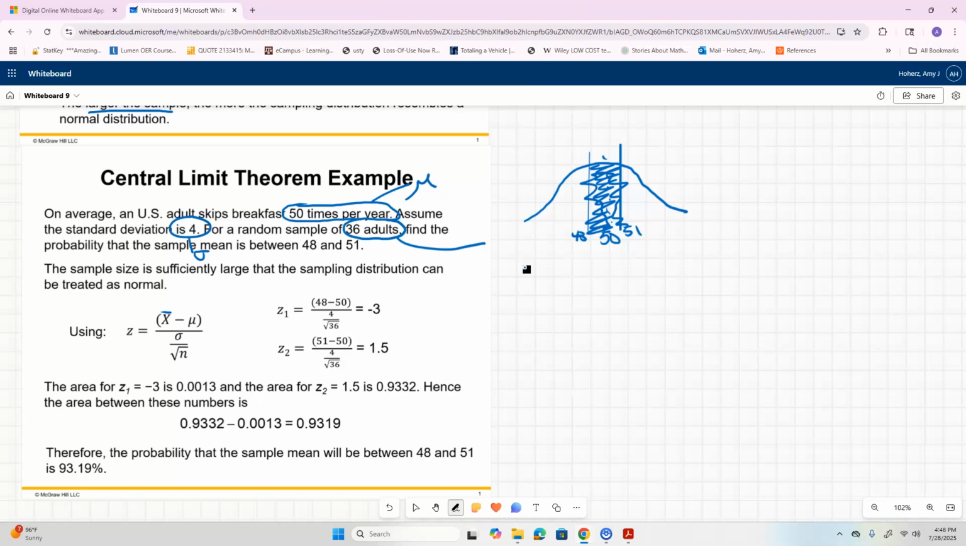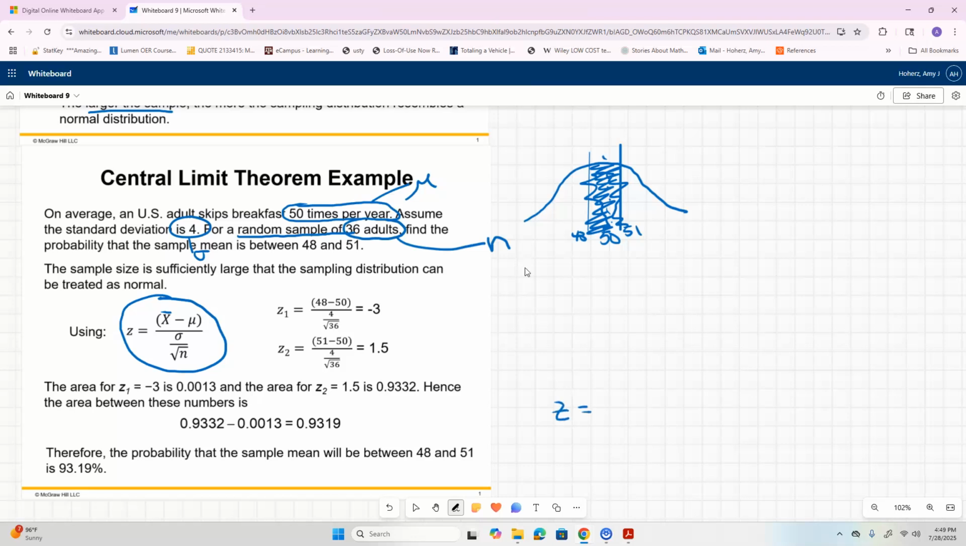Now, how do we know this is a central limit theorem problem and that we need to use this formula instead of the other formula? Well, because it says a random sample of 36 adults. Find the probability that it's between these. It doesn't say what's the probability that two individuals are between this. It says 36 adults in a sample. So that's our n. So we have an n to use in this formula. With the other problems, we didn't have an n. I mean, we did have an n, technically.